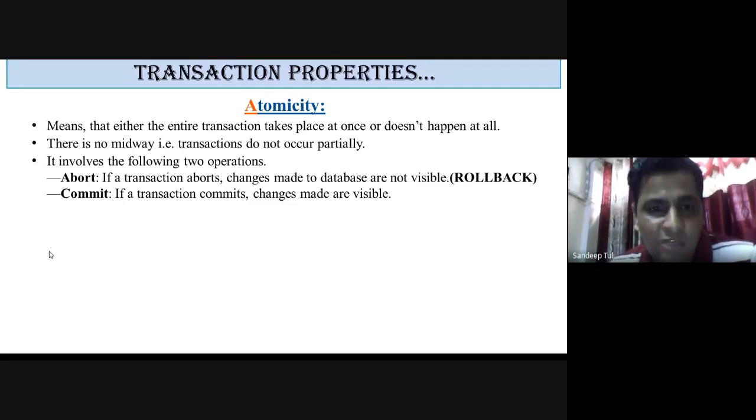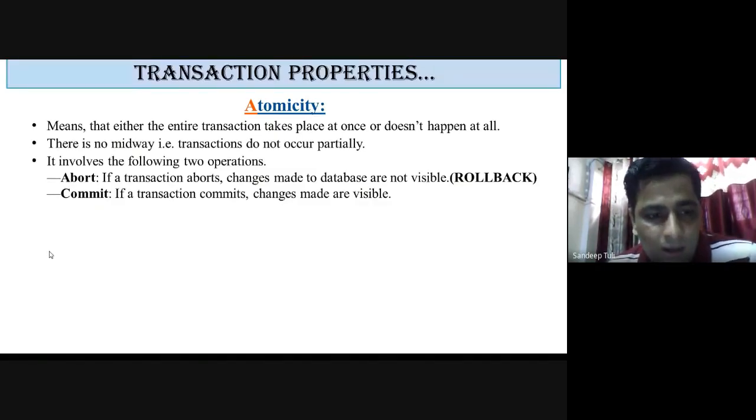In the case of atomicity, there are only 2 operations possible for transactions: abort or commit. Abort means rollback. If the transaction aborts, it means the changes made to the database are not visible. Suppose in midway the transaction fails because of some error, it could be a system error, a system crash, a logical error, whatever it is. If somehow the transaction stops in between, then it needs to be rolled back. Whatever changes up to that point have been made need to be rolled back.